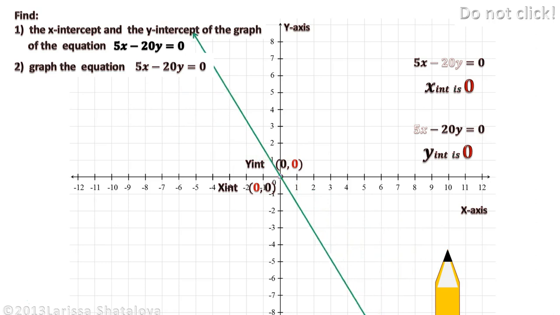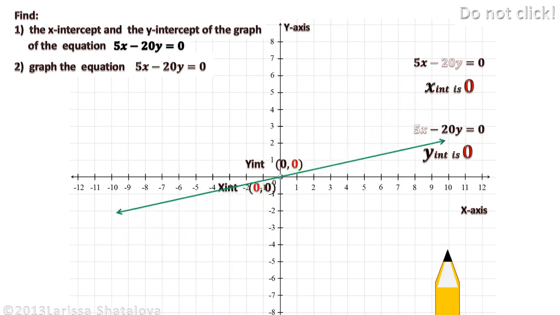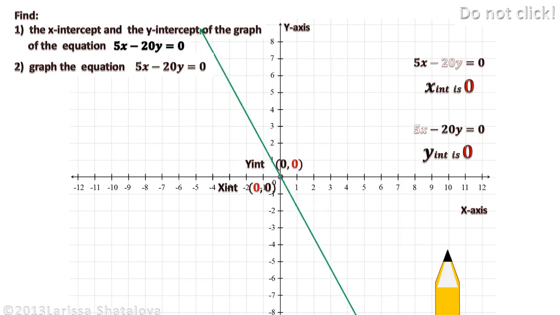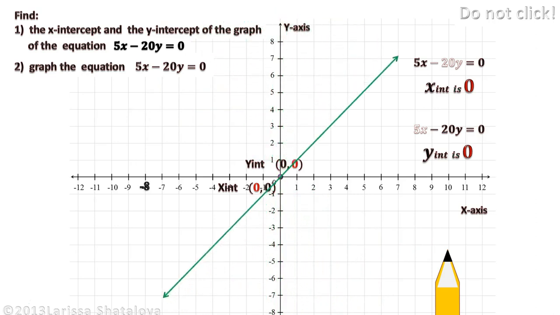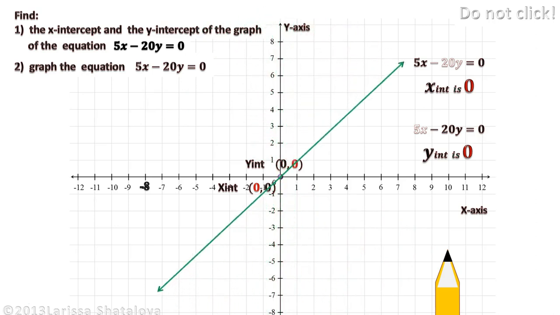How can we find the second point? We have to pick whatever we have available for x. You can do whatever you wish. I pick negative 8. You could pick 1 or 2 or 3 or 5 or negative 6 or negative 5, whatever you want. So I pick x equal negative 8.